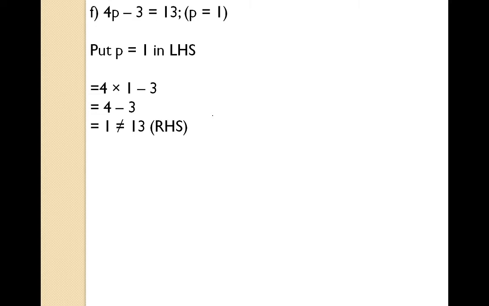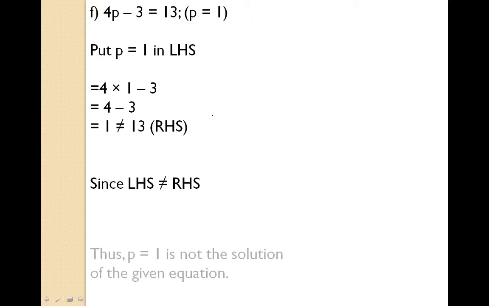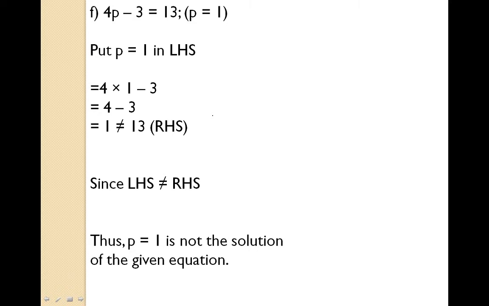The next example is 4P minus 3 is equal to 13, and the value of P is 1. After putting this value in the LHS, we get 4 into 1 minus 3, that is 4 minus 3, which gives 1, which is not equal to 13, the right hand side of our equation. So since LHS is not equal to RHS, P is 1 is not the solution of the given equation.